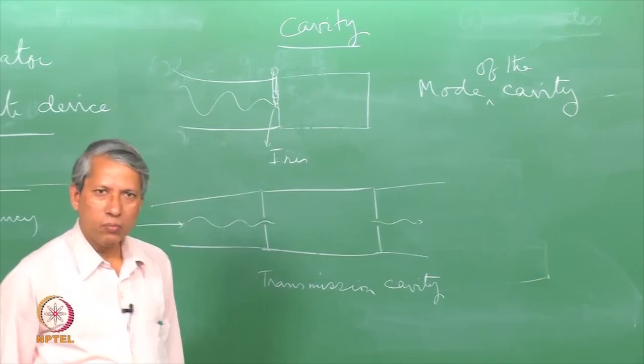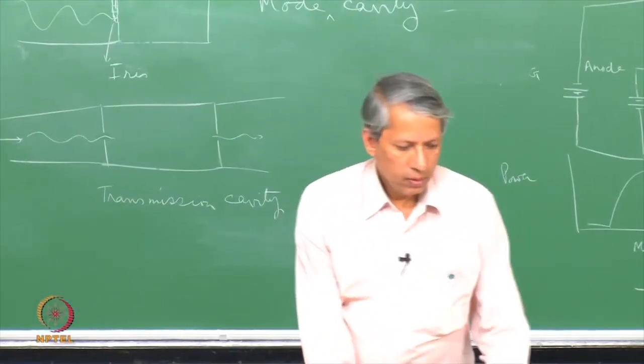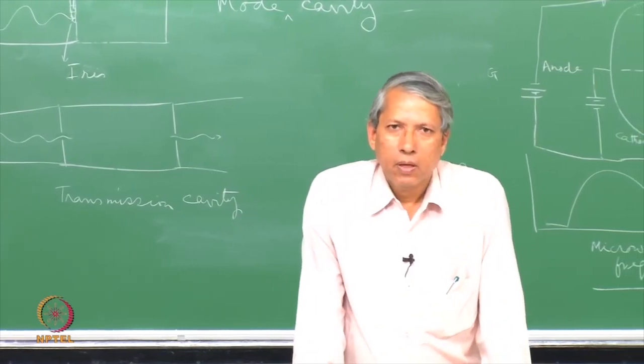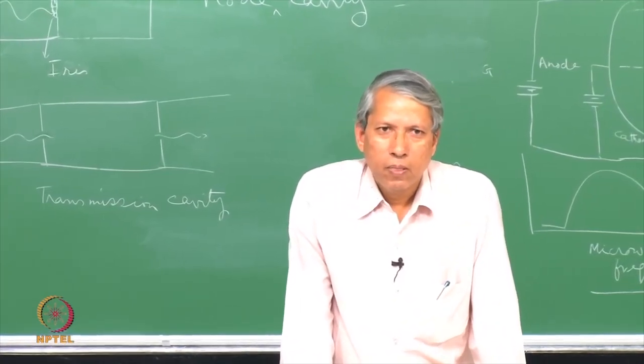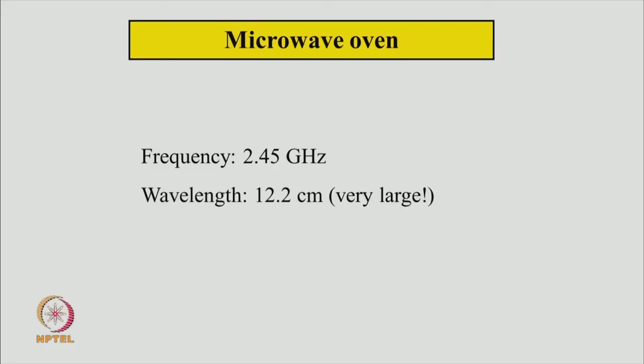Now, to understand what a mode is, it will be good to take the example of a common microwave device that almost all of us use, and that is the microwave oven. The microwave frequency used in a microwave oven is 2.45 gigahertz, and the corresponding wavelength is approximately 12.2 centimeters. So you see, this is a really large wavelength, comparable to the foodstuff that is used there.